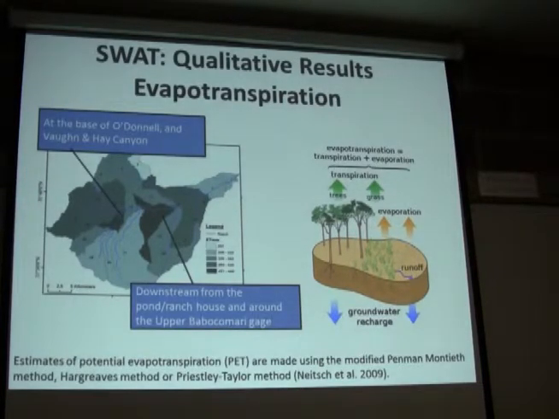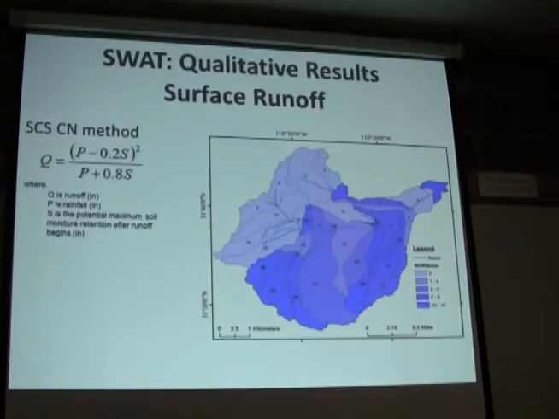So the base of O'Donnell, hay, swamp, downstream from the ranch. It also creates estimates of surface runoff, and so this is a map of the surface runoff polygons for the watershed. And the darker areas are where there's higher runoff. So again, think about the land cover, the DEM, what's the slope, what's the precipitation inputs there based on what gauges that we use, the weather stations, and how much rain might be coming off, based on that.